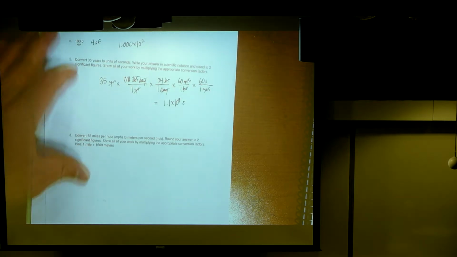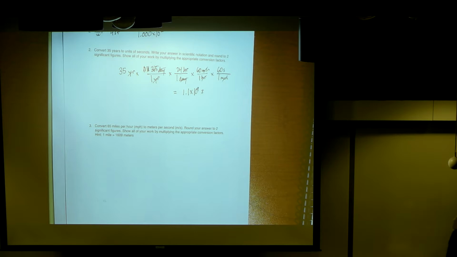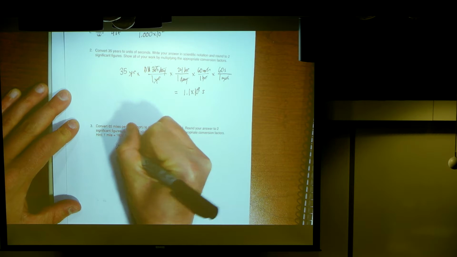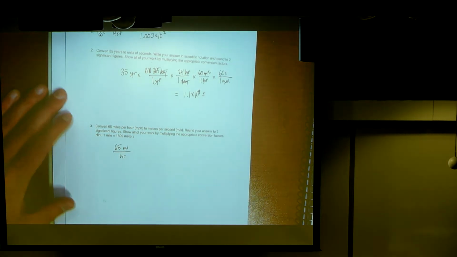The last one here is converting a speed from miles per hour to meters per second. So 65 miles per hour is a common speed for speed limits on the highway. What's that in meters per second? It's good to get a sense of this. So we have 65 miles per 1 hour. That's how we can think about the starting quantity. It's already a ratio.